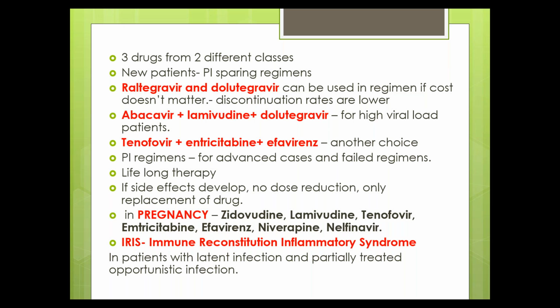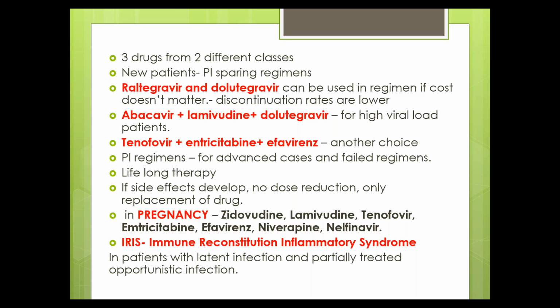Okay, now if high viral load patients are there, we'll go for the combination abacavir, lamivudine and dolutegravir. Okay, why for high viral load? Lamivudine and abacavir are highly efficacious, and dolutegravir acts on both the strains and its efficacy is more. And abacavir, lamivudine we'll prefer only in high viral load because of the severe toxicity. Okay, and another choice, if we can't give abacavir, lamivudine because of pancreatitis or anything, then we'll go for a combination of tenofovir, emtricitabine and efavirenz.